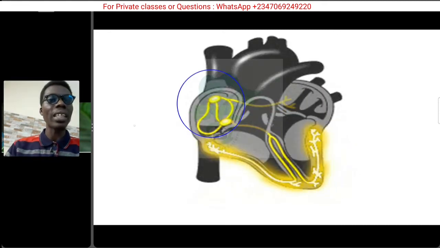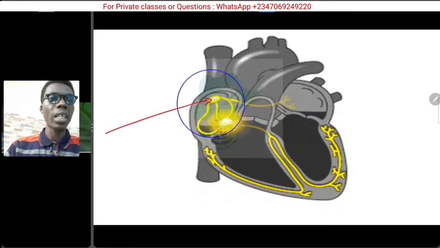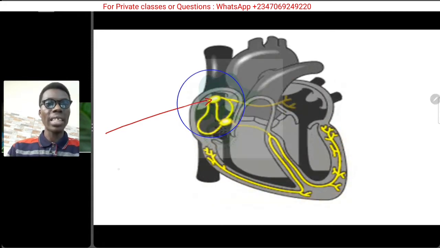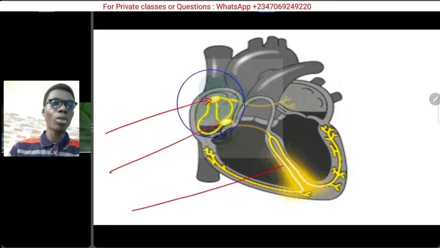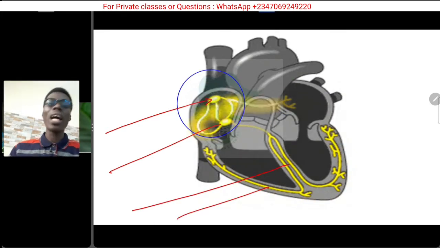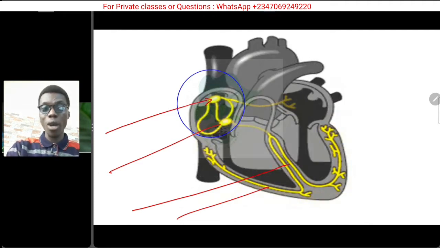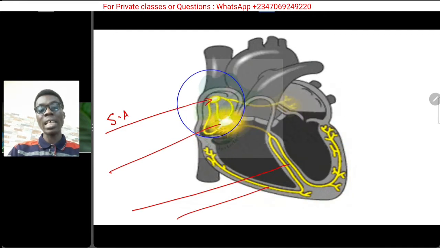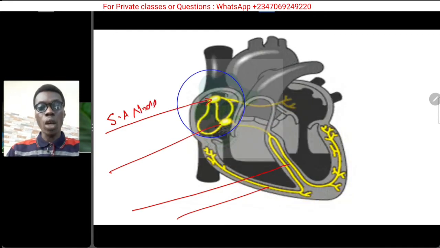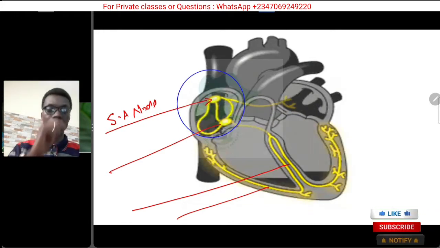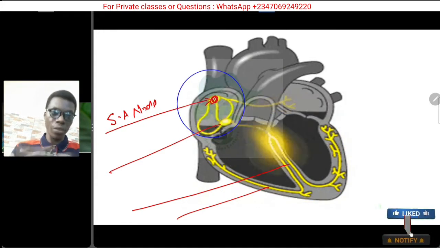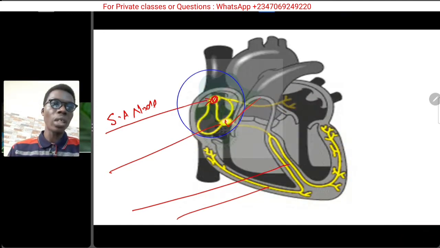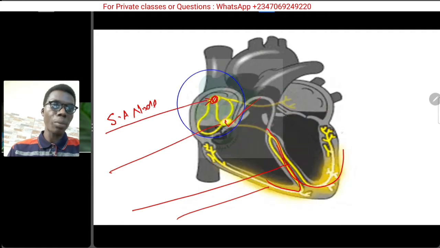Basically, this here is the SA node, which is called the sinoatrial node. Then this is the AV node, the bundle of His, the Purkinje fiber. Those ones I mentioned are for A-levels. But for the sake of O-level, all you need to know is the SA node, which means sinoatrial node. What does that do? That's the headquarters of the impulses. If you look closely, you notice that it starts from the SA node, goes to the AV node, then to the bundle of His, then the Purkinje fiber.